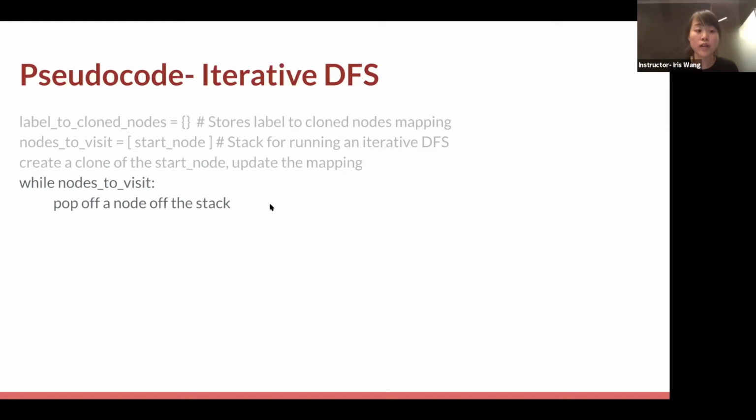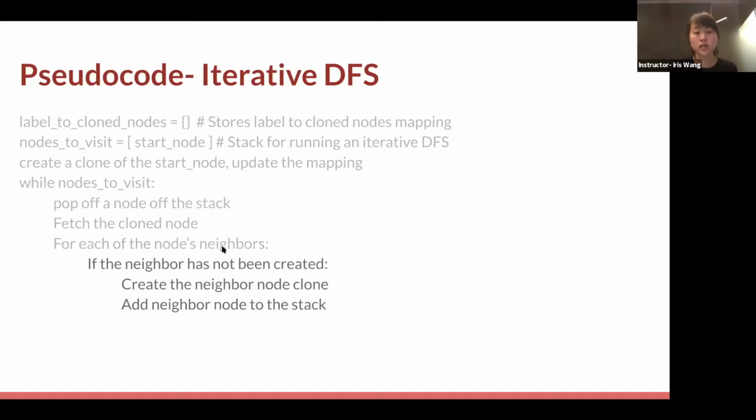So while there are still nodes we need to visit, so while the stack is not empty, we'll pop a node off the stack. What we'll do is fetch the cloned node associated with that node. And for each of the node's neighbors, if the neighbor has not been created, we'll want to create that node clone. We'll also ensure that we update the label to clone nodes mapping, and then we want to add the neighbor clone to the stack.